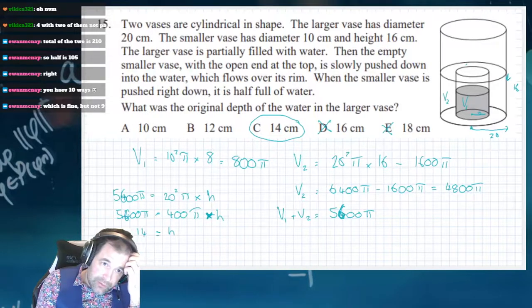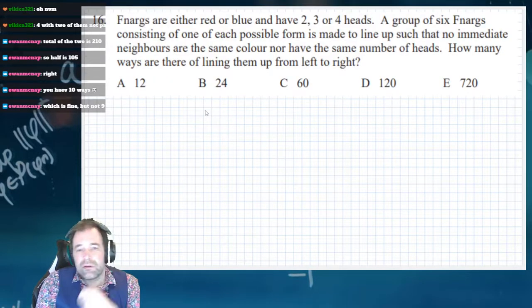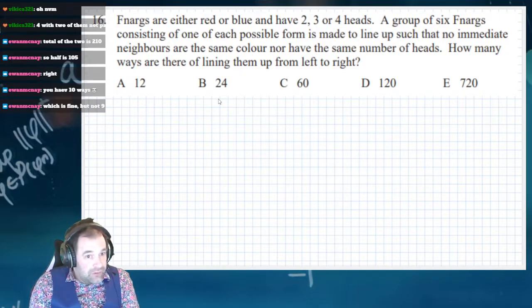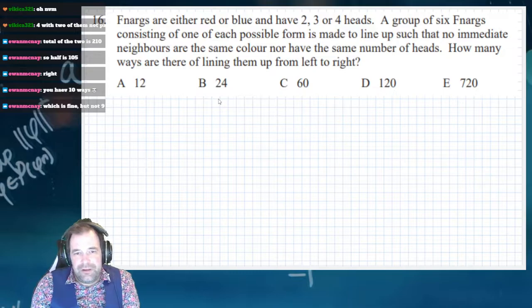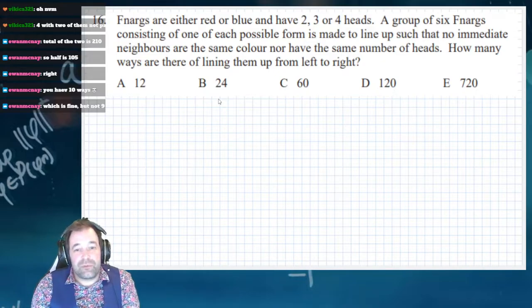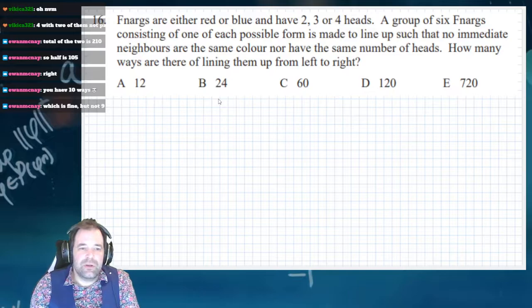All right, so I need to go into my other document because I can't do enough pages on the one I'm on. And now we're on the tough questions. Phanargs are either red or blue, and have 2, 3, or 4 heads. A group of 6 phanargs consisting of one of each possible form is made up to line up such that no immediate neighbors are the same colour nor have the same number of heads. How many ways are there of lining up from left to right?